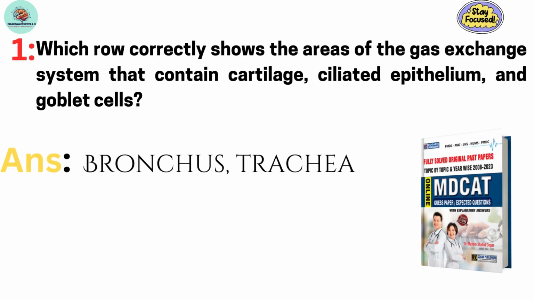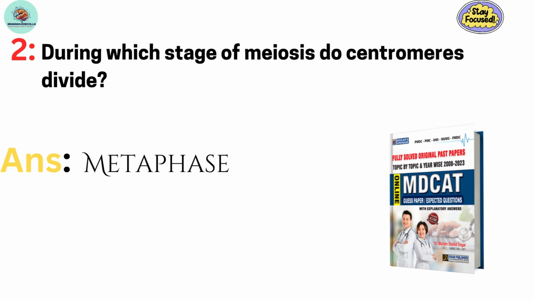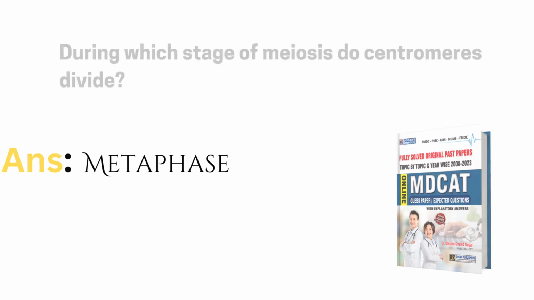Which row correctly shows the areas of the gas exchange system that contain cartilage, ciliated epithelium and goblet cells? Answer: Bronchus, trachea. During which stage of meiosis do centromeres divide? Answer: metaphase.